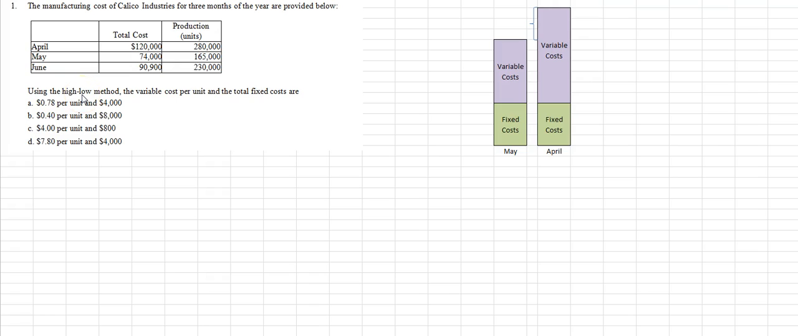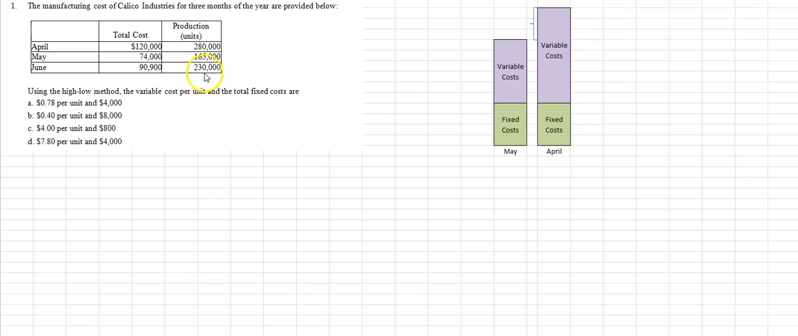First thing you want to do is look at the month with the highest or the month with the lowest, either two. You want to see which are the 2 months, the one with the highest and the one with the lowest total cost, and of course production in units. So we see here that April has the highest and May has the lowest. So the June data is irrelevant to solving this problem.